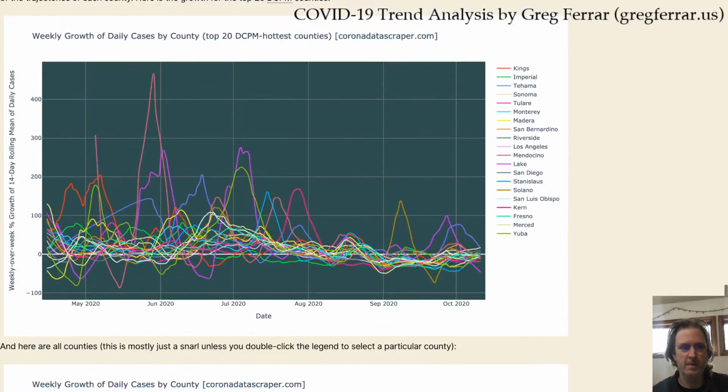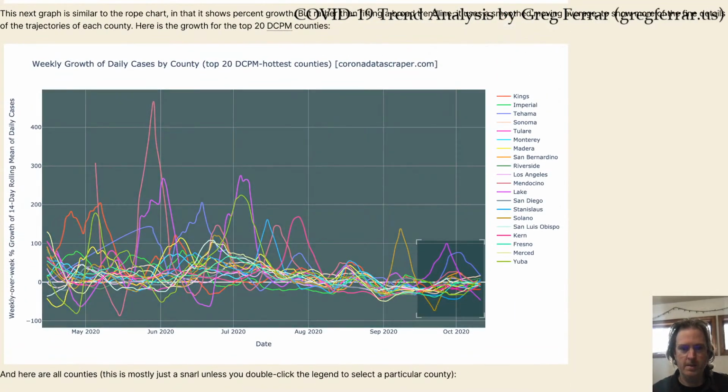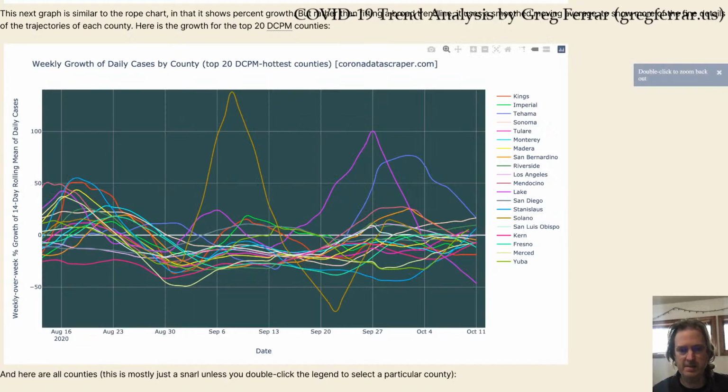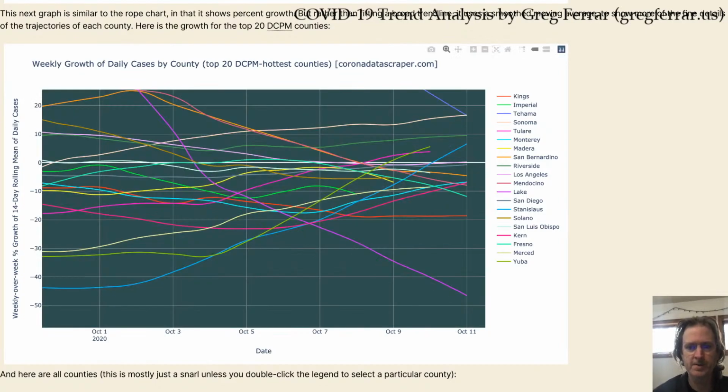What are the growth rates? My favorite graph. This shows the hottest counties in daily cases per million. Where are they trending? I'm going to zoom in really far here just to get an even closer look. So here's the 0 line. Only six of the top 20 worst are growing. Sonoma's growing, Tehama, Yuba, Tulare, Riverside, Stanislaus, and just barely Los Angeles. Just barely, right around 0.